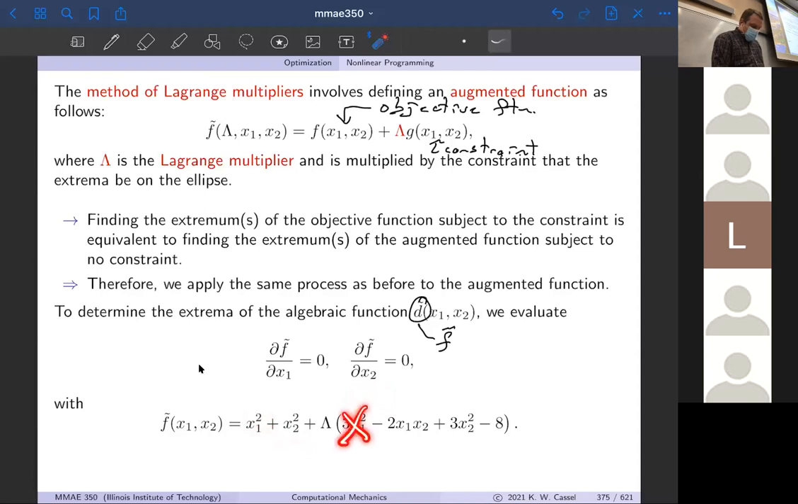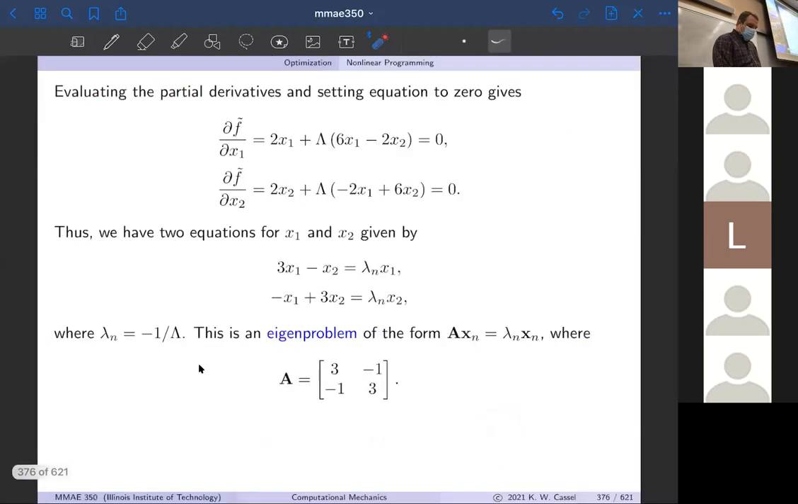Then no x2 here, minus 2 lambda x1, plus 6 lambda x2 here, and that's a constant, so that's 0. And then you set that equal to 0. So 2x2 plus lambda minus 2x1 plus 6x2, which again, I think is what I said, is equal to 0.